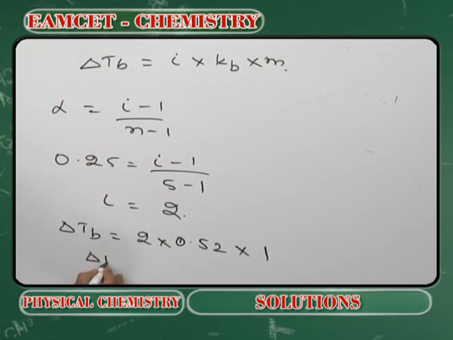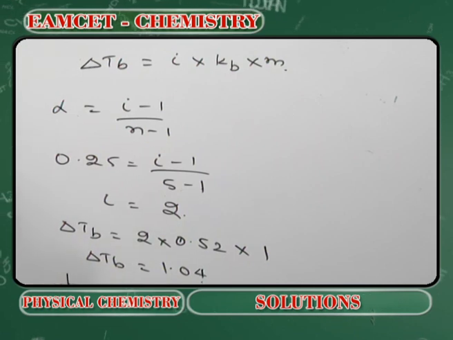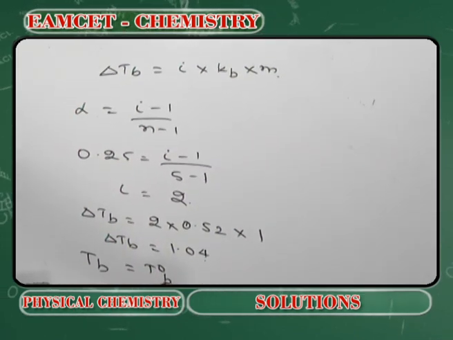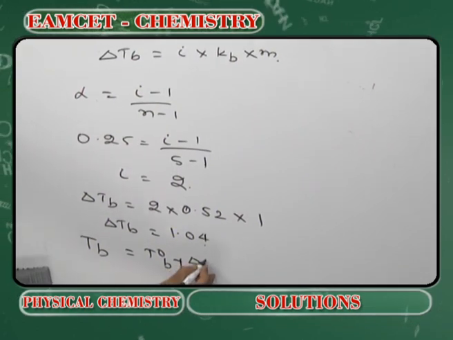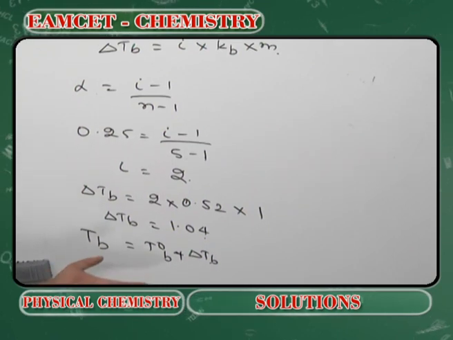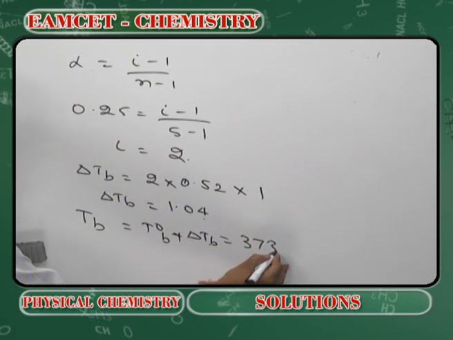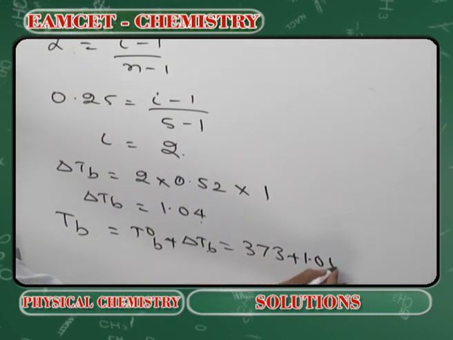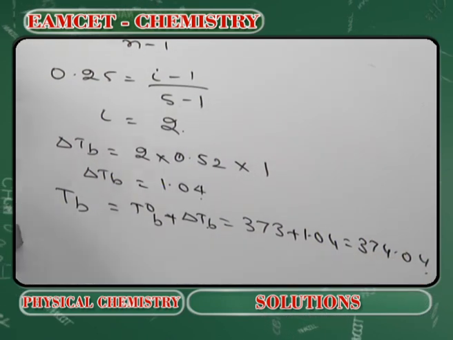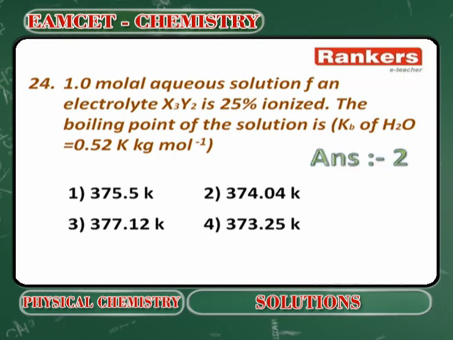Delta TB is equal to 1.04, and the boiling point of the solution will be TB is equal to T naught B plus delta TB, because delta TB is equal to TB minus T naught B. What is T naught B? 373 plus 1.04, 374.04. Next question.